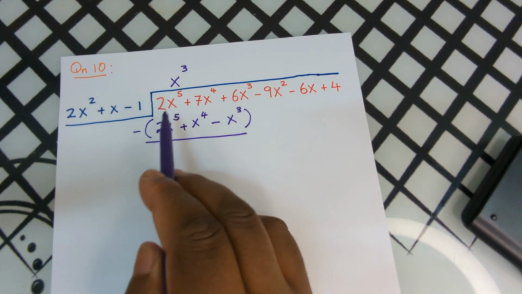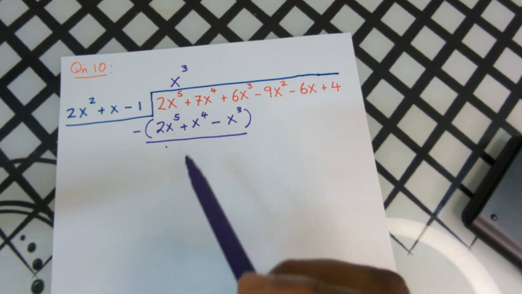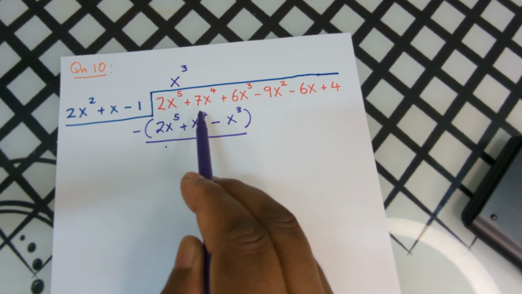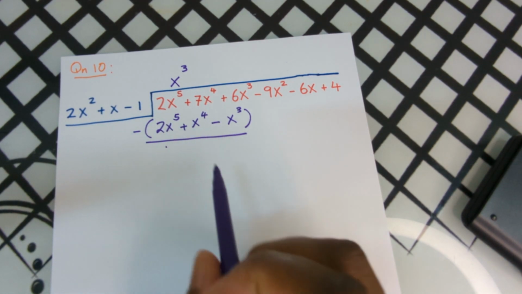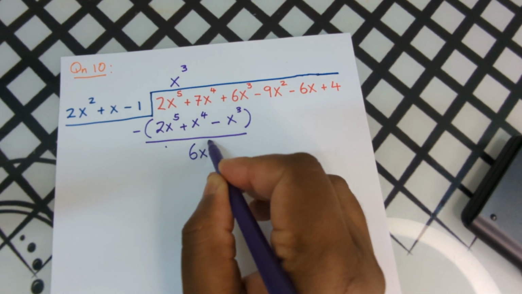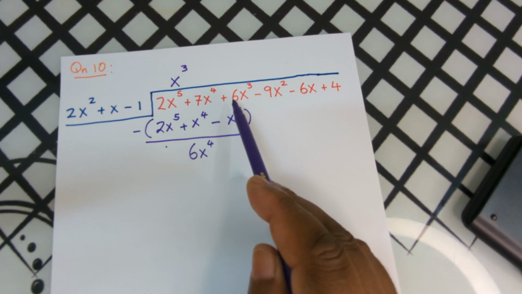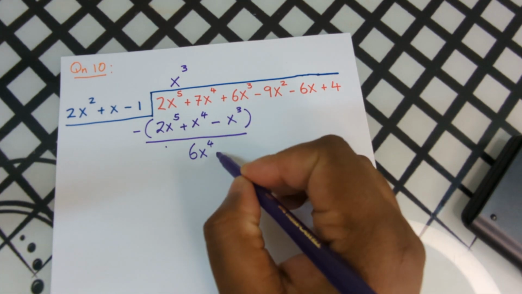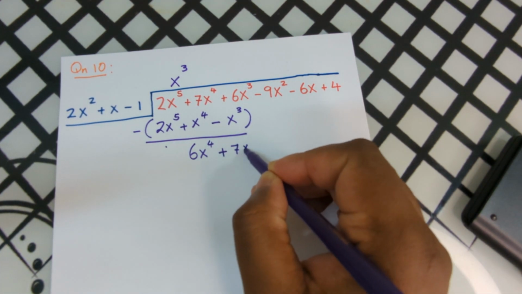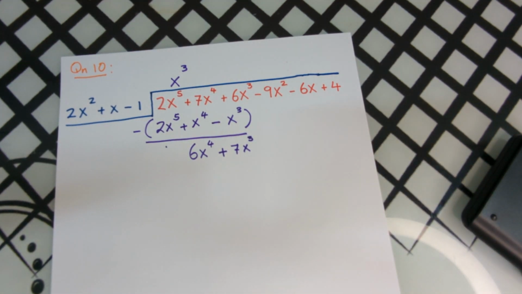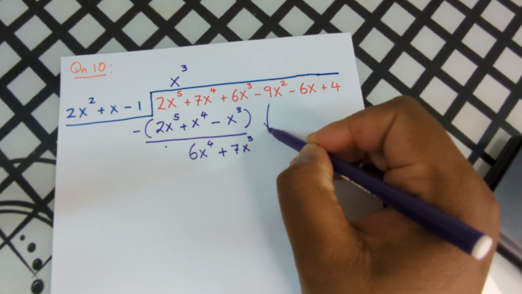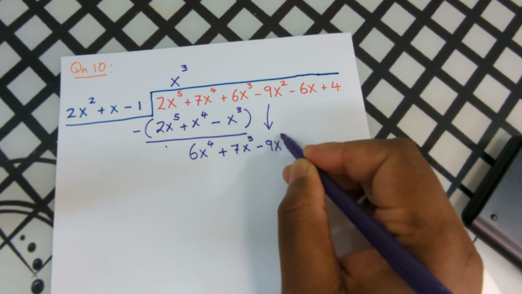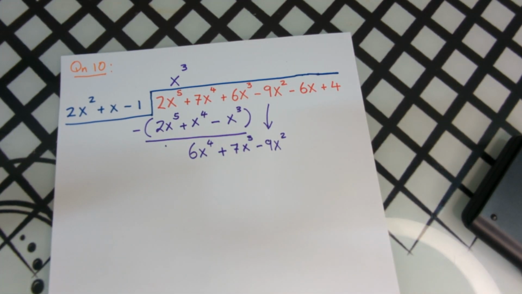Now 2x to the power 5 minus 2x to the power 5 will be 0. Then 7x to the power 4 minus x to the power of 4 will give us 6x to the power of 4. Then 6x cubed minus negative x cubed will give us positive 7x to the power 3. And then we have to bring down our next term, which is negative 9x squared. And then we repeat the same process.